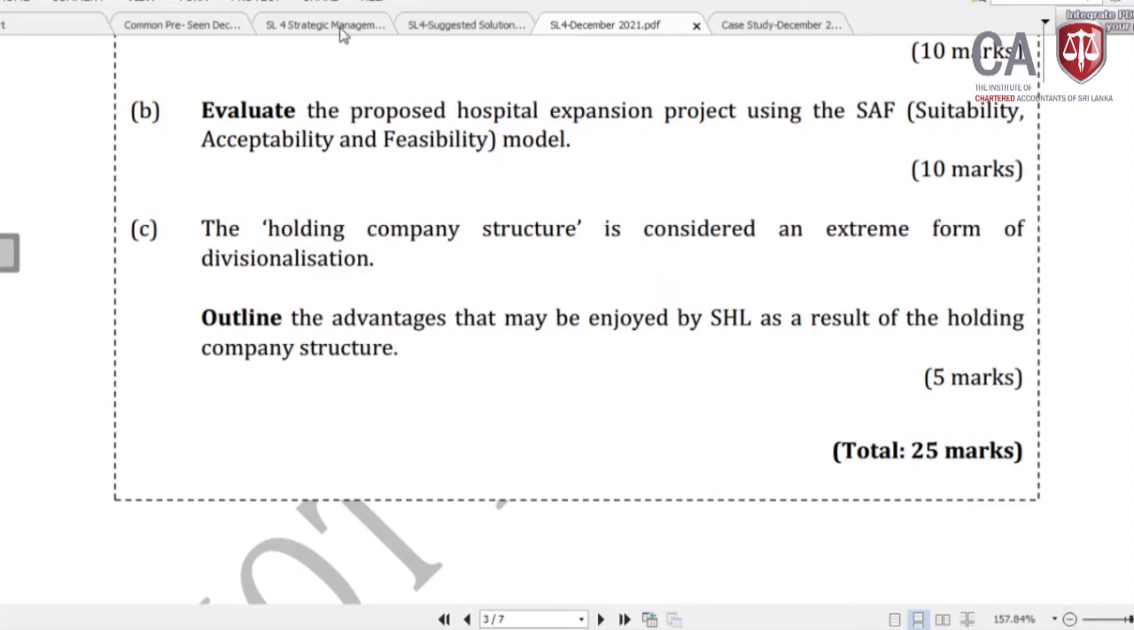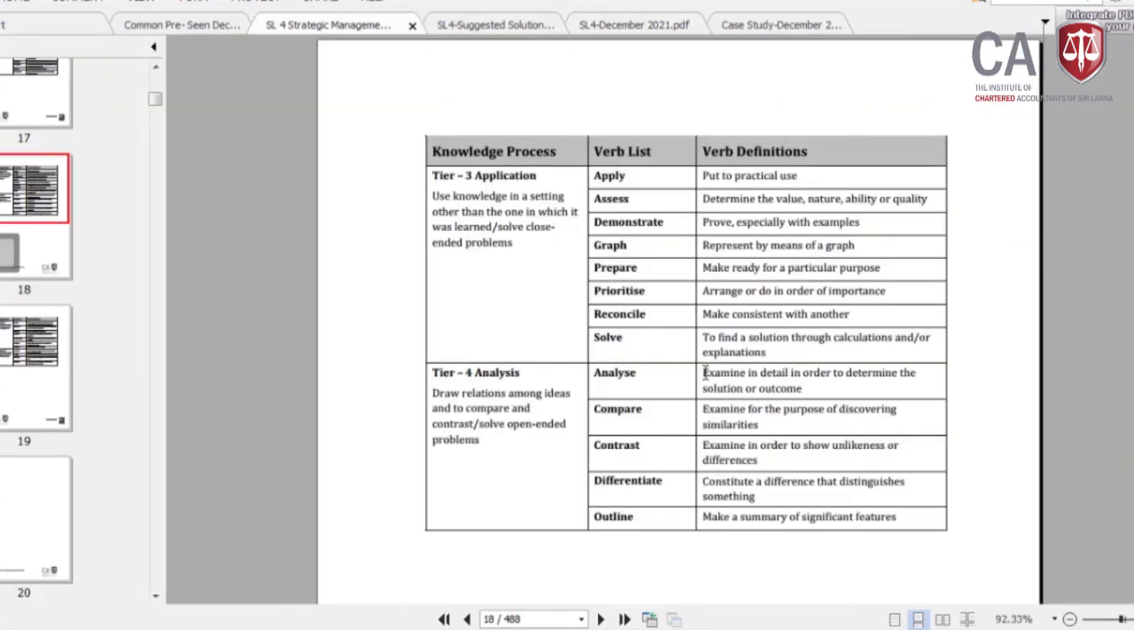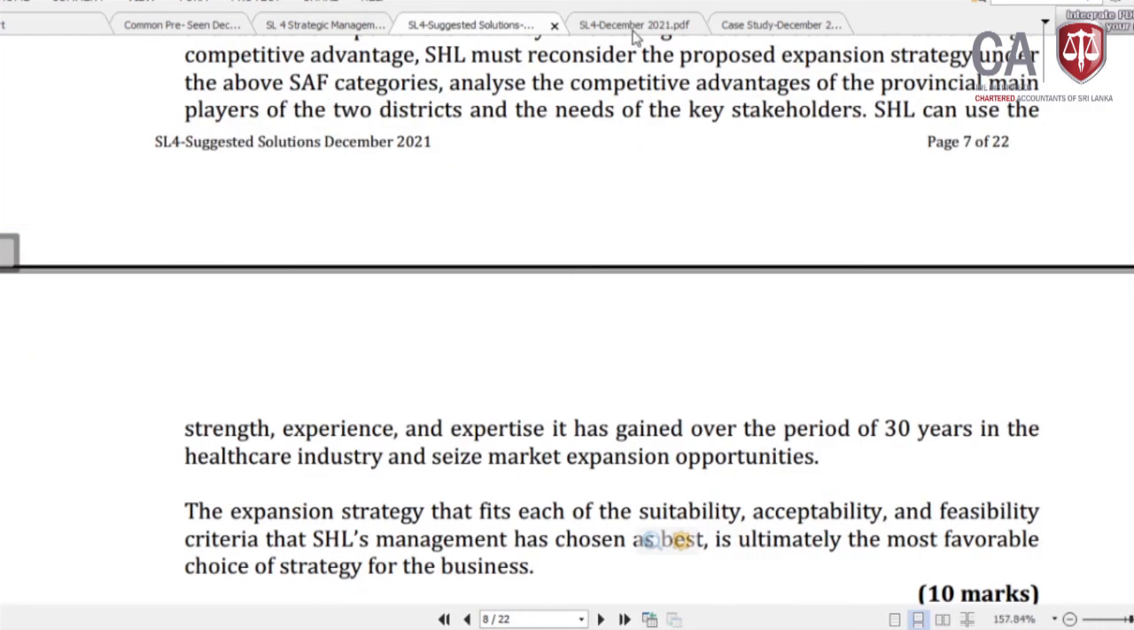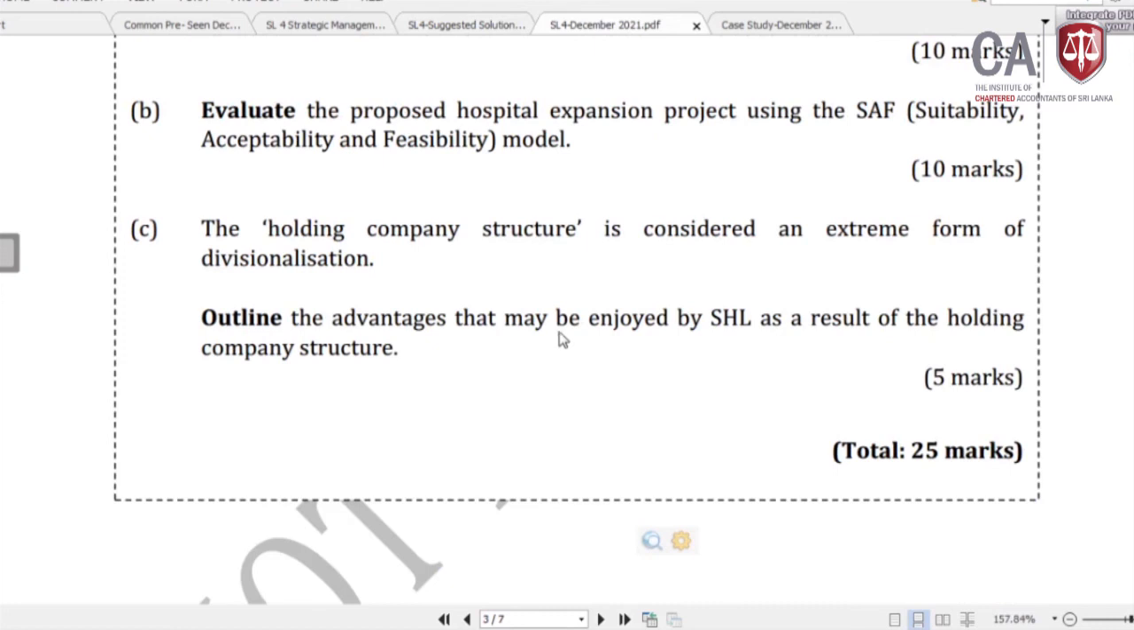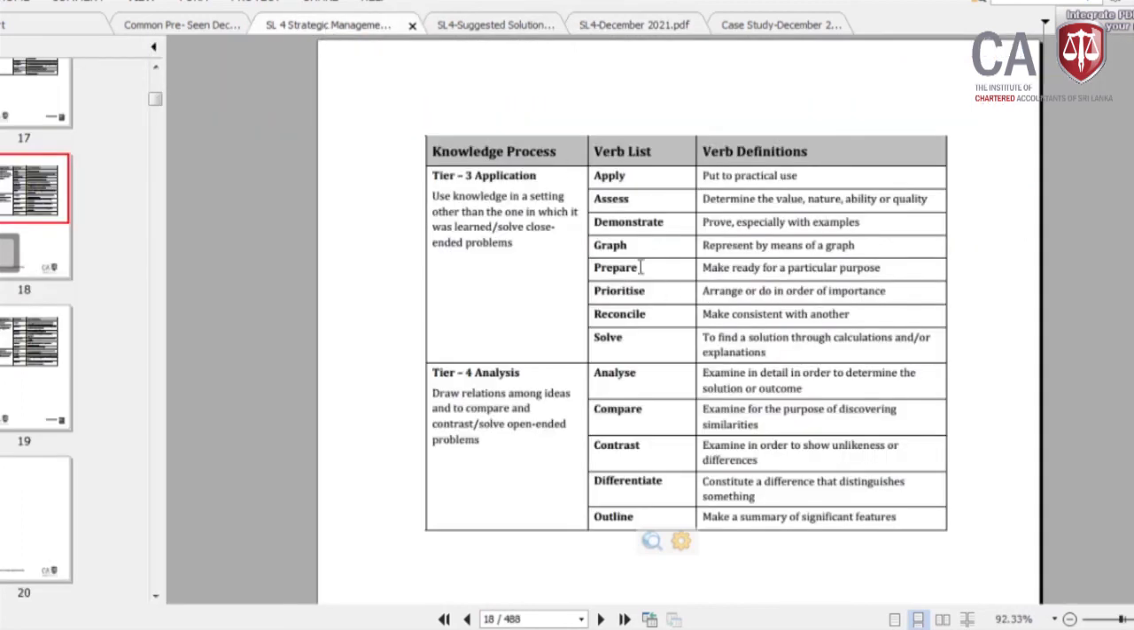Outline, what is the meaning of outline? Make a summary of significant features. Right. Advantages of a holding structure. This is actually theory. Why am I saying this is theory? Right, I will show you the theory part.